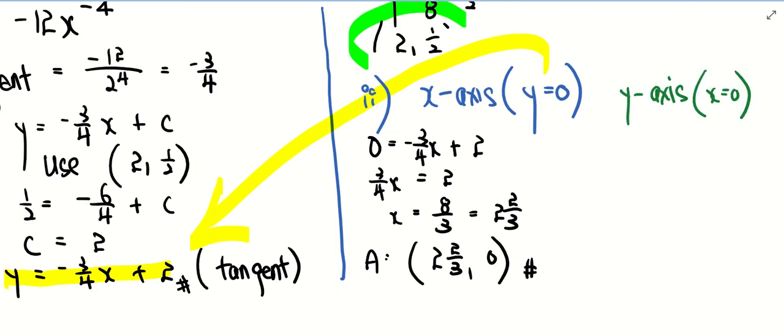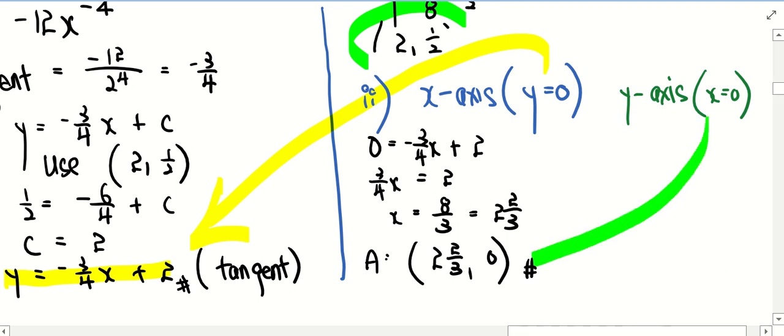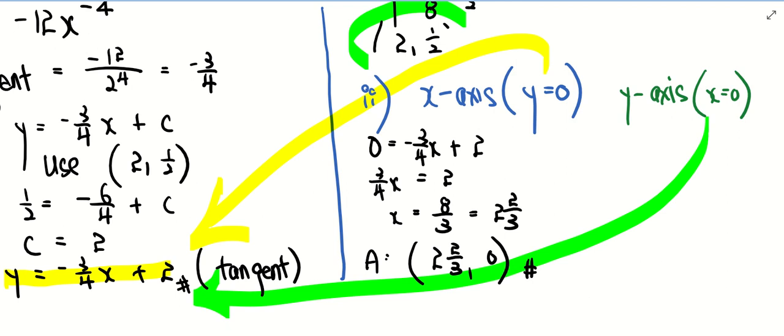So similarly for the y-axis, I need to find the coordinates of B. But I know that if it lies on the y-axis, x is equal to 0. So substitute into the tangent line as well. So I replace my x by 0. I'll get y is equal to 2. Write down the coordinates and this will be the one for B.